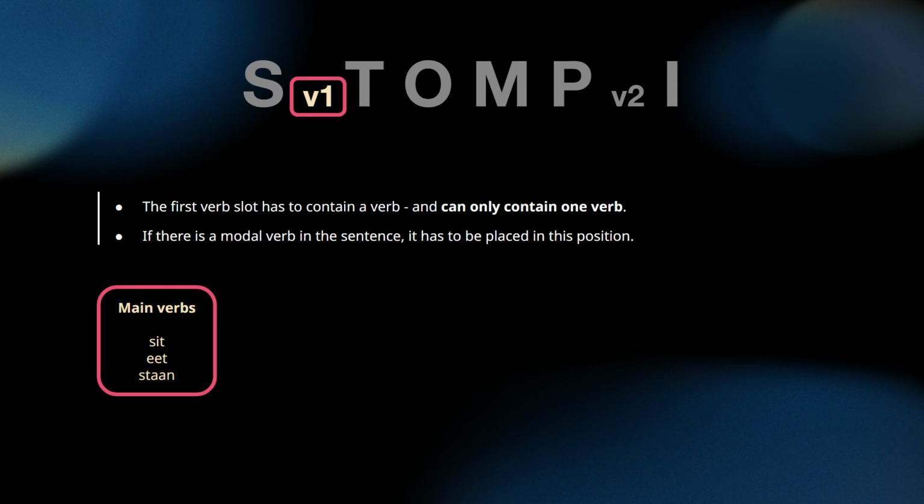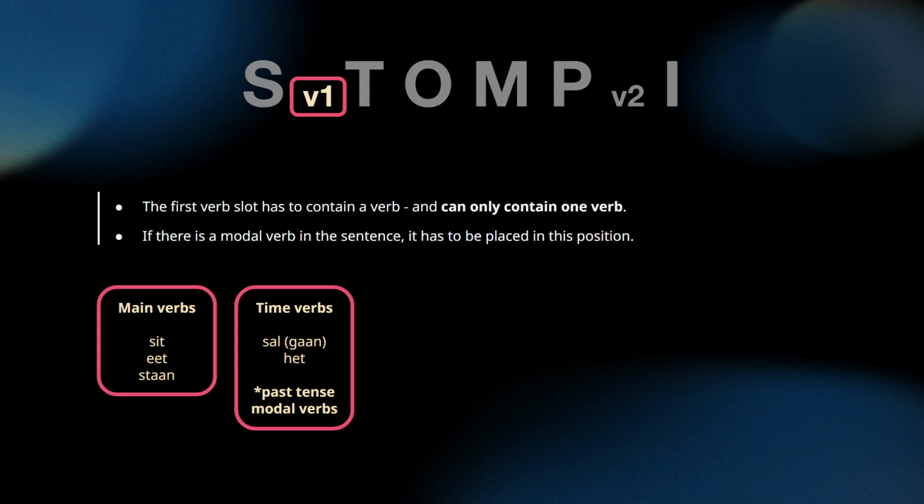Examples of main verbs: sit, eat, and staan, sitting, eating, and standing. These verbs can act on their own. They can be written down independently. So these are verbs that we normally encounter. Then we get time verbs, which are a kind of modal verb.